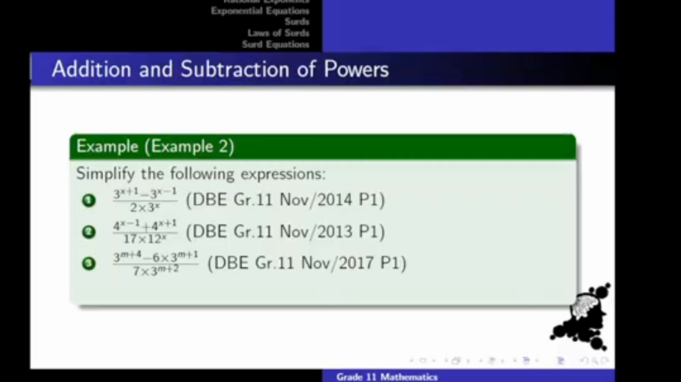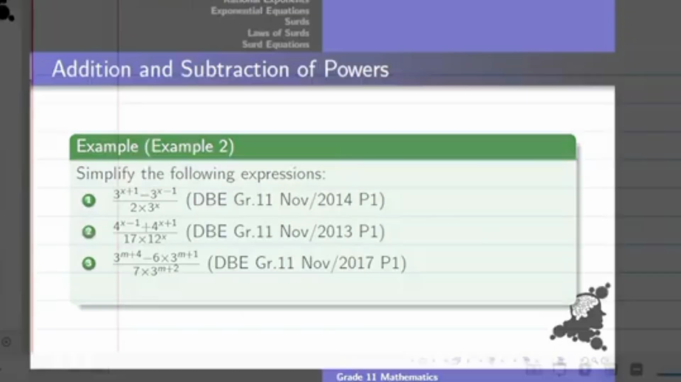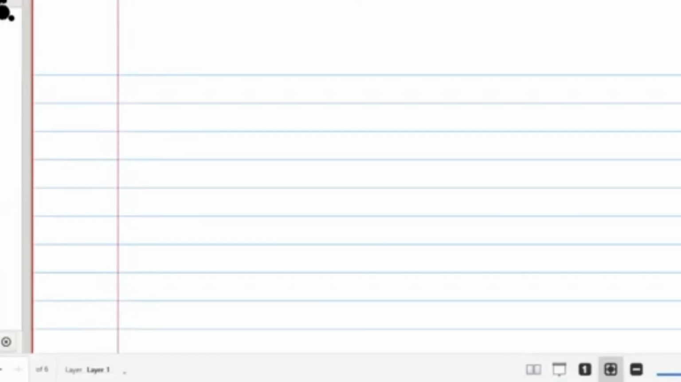Let's look at the third example. Let's write our example: 3 to the power m plus 4, and then minus 6 times 3 to the power m plus 1, all over, it's divided by 7 times 3 to the power m plus 2.